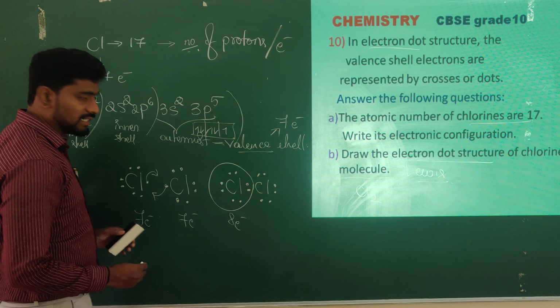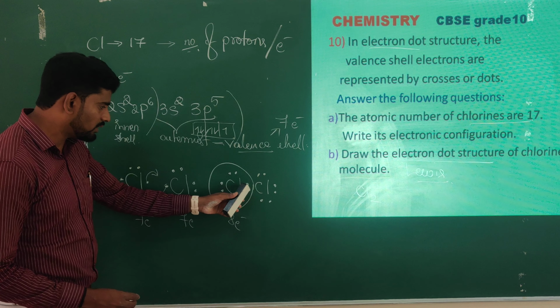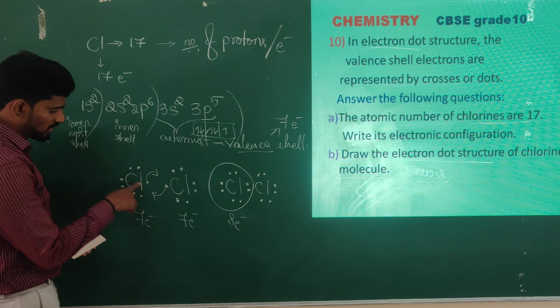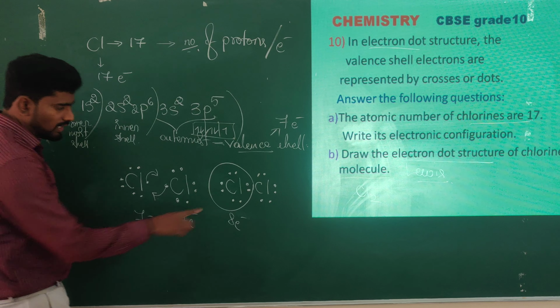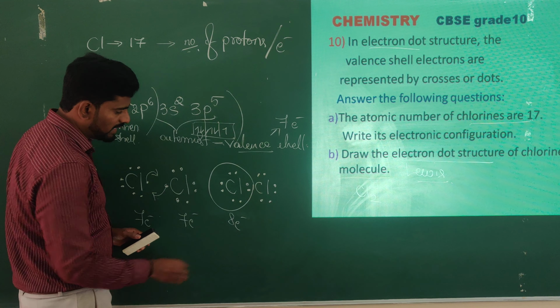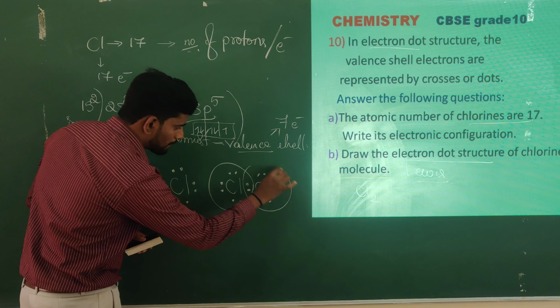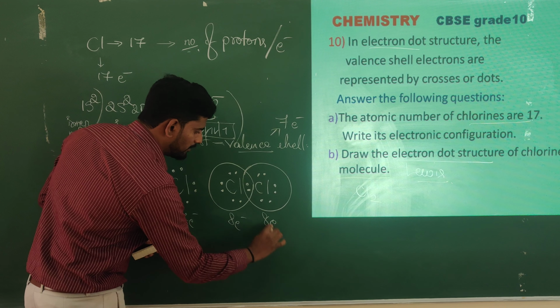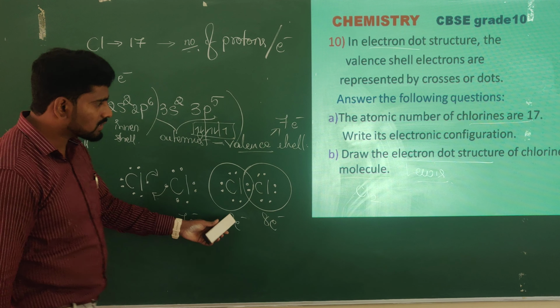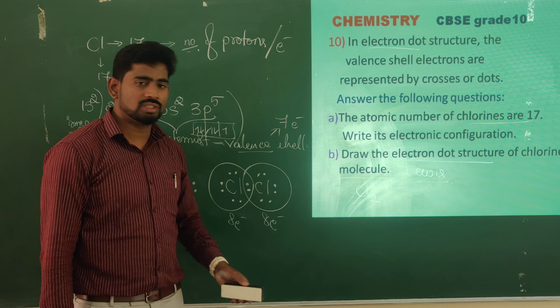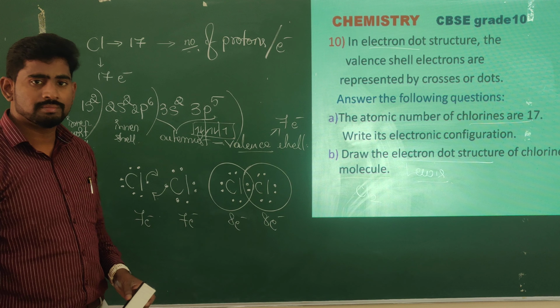But when they combine, they mutually share a pair of electrons between the two atoms. Now, each chlorine is surrounded by 8 electrons. This chlorine is also surrounded by 8 electrons. So this is called the Lewis dot structure of chlorine molecule. Thank you.